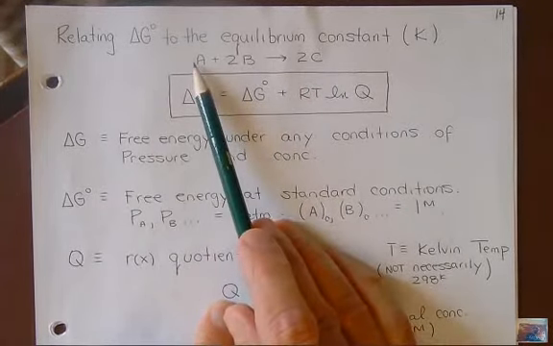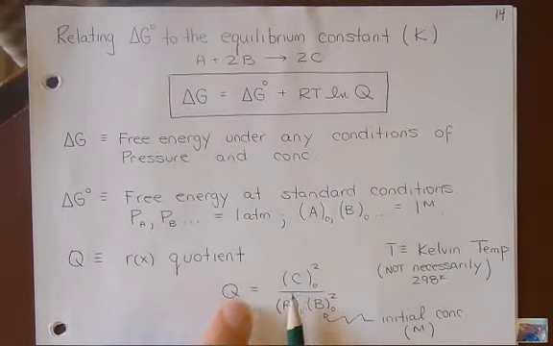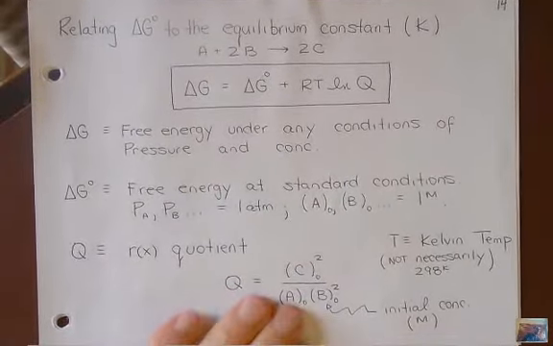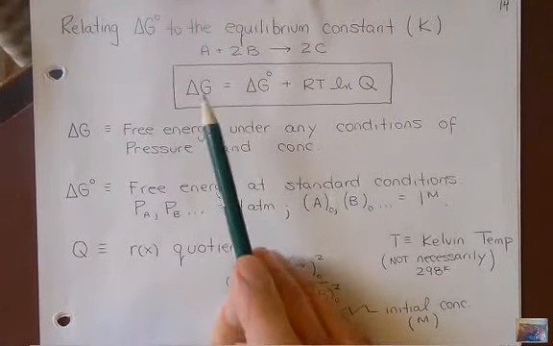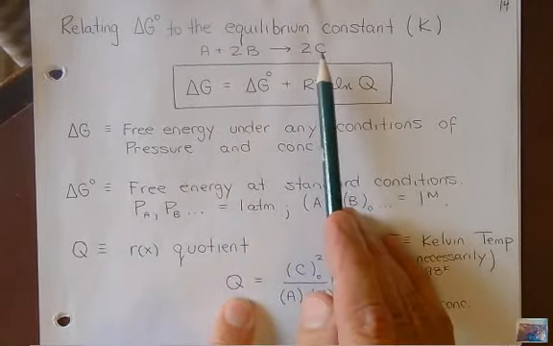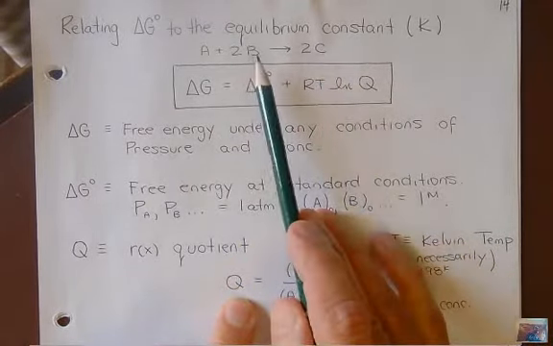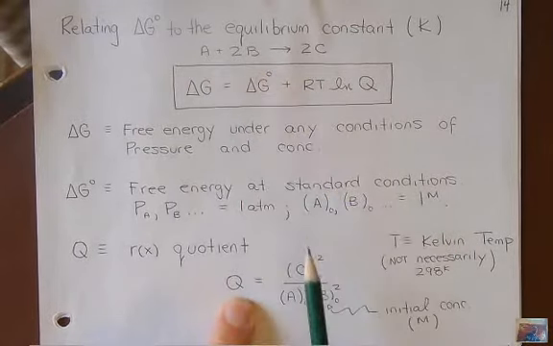So A, the coefficient is 1, so that makes this 1 here. And this is 2 because this is 2 in this case. So products over reactants where the coefficients become the exponents. So these are initial concentrations in molarity. If we were doing this for a gas phase reaction, this would be the partial pressure of C squared divided by the partial pressure of B squared and the partial pressure of A to the first power.